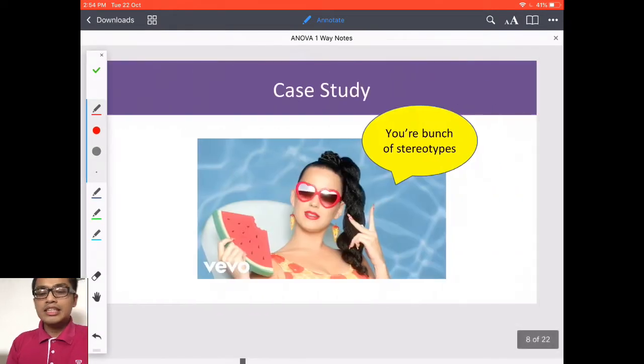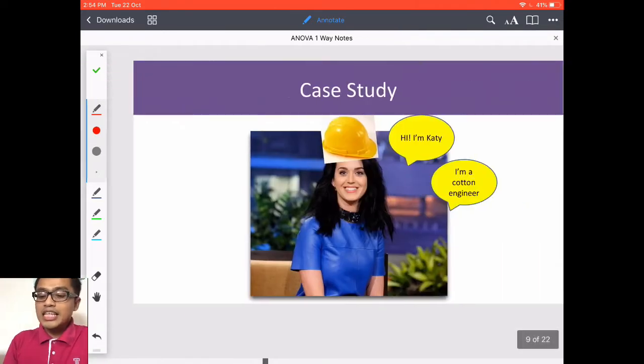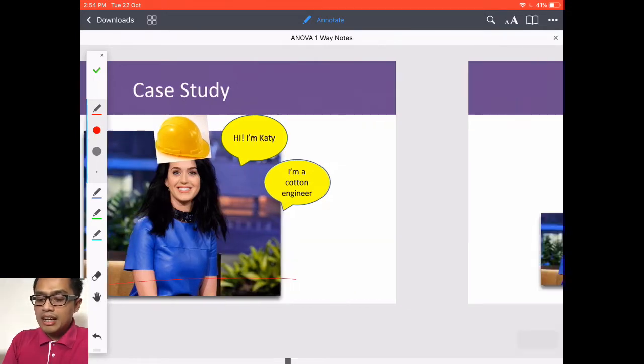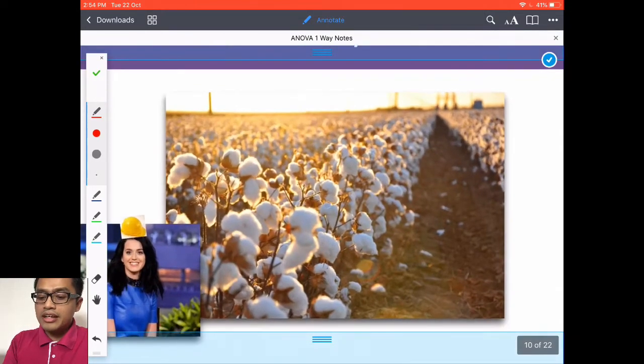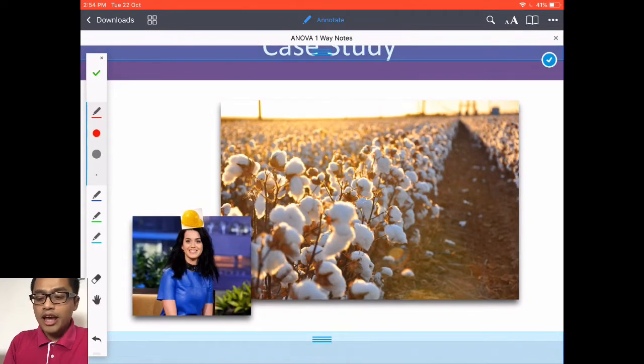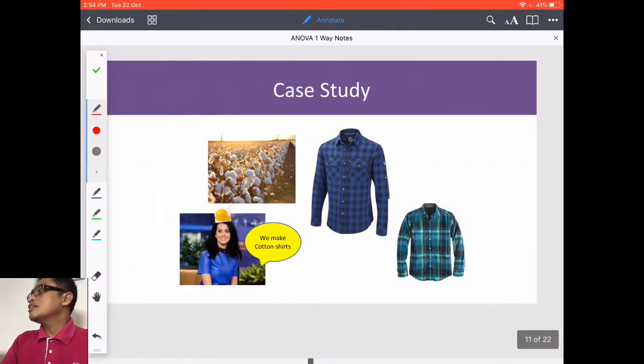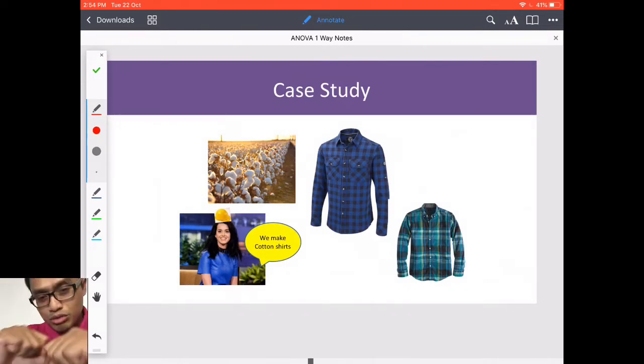In this case, I bring in my dear friend Miss Katy Perry, and she is a cotton engineer, whereby she has fields, acres and acres of cotton, and with this cotton she makes shirts, right? So in terms of shirt quality, usually we use strength. We try to tear them apart and see the one that defies the strength test is the strongest among them.